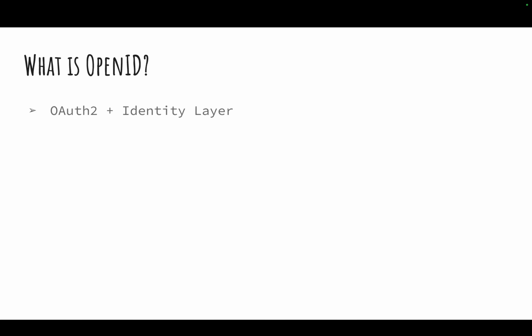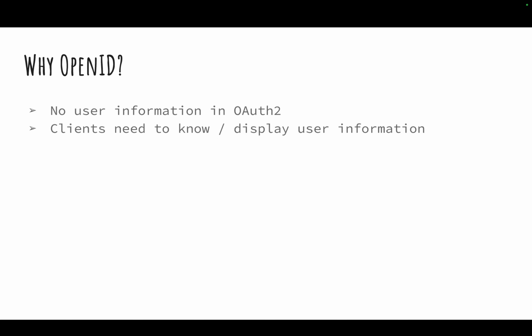OpenID Connect protocol is an identity layer on top of OAuth 2, and it provides us the information about the user. Now, why do we need OpenID? Because in OAuth 2, we don't get any user information. All we get is what the user can and cannot do. But in most cases, the client needs to display the user's information like their name, email, their address, their profile information, and a few more things.